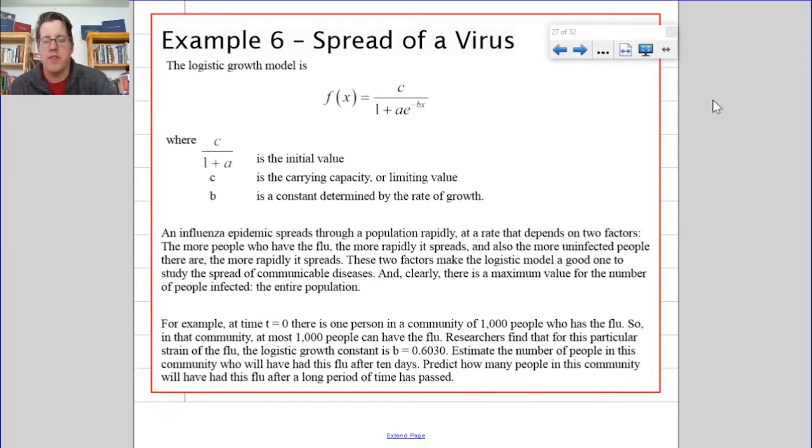Our next example has to do with the spread of a virus. Sorry if that hits too close to home. Here we're given that c over 1 plus a is the initial value. That's because x equals time. And if we plug in a time of 0, e to the negative bx is going to be e to the 0, which is 1, thereby turning the denominator into 1 plus a. So c over 1 plus a is the initial value. C is the carrying capacity, or the limiting value. What is the largest number of something that could happen? And b is a constant that has to be determined by the rate of growth.